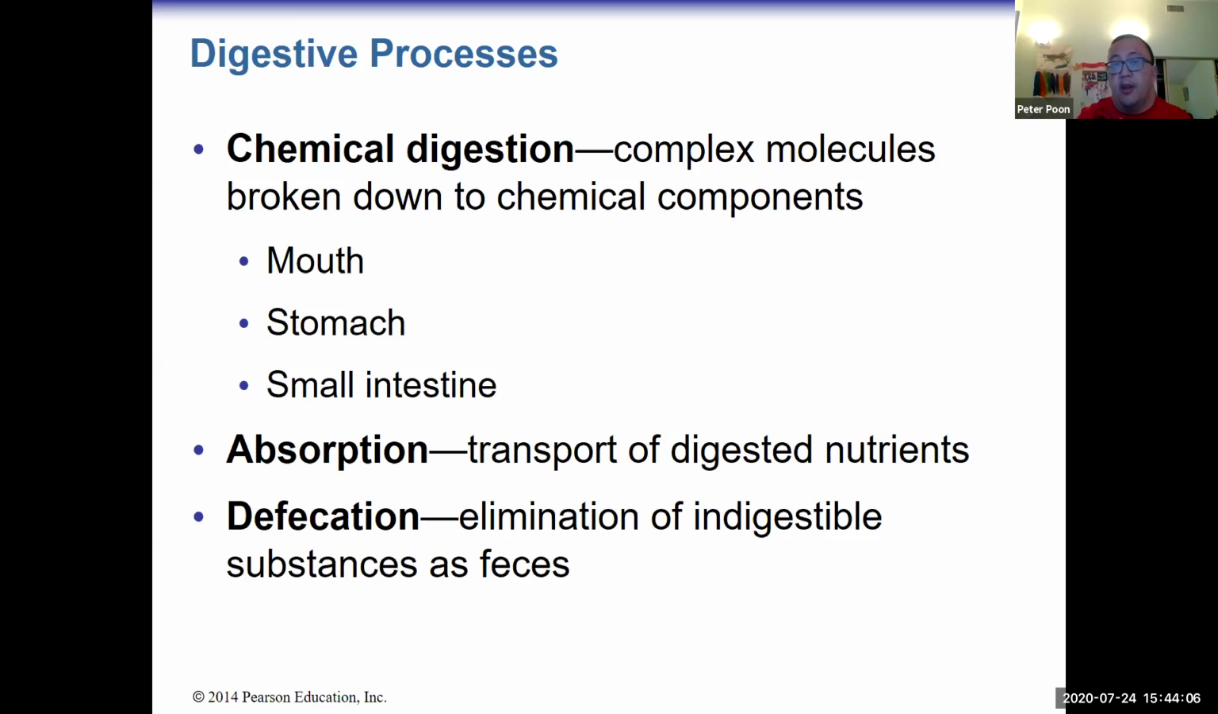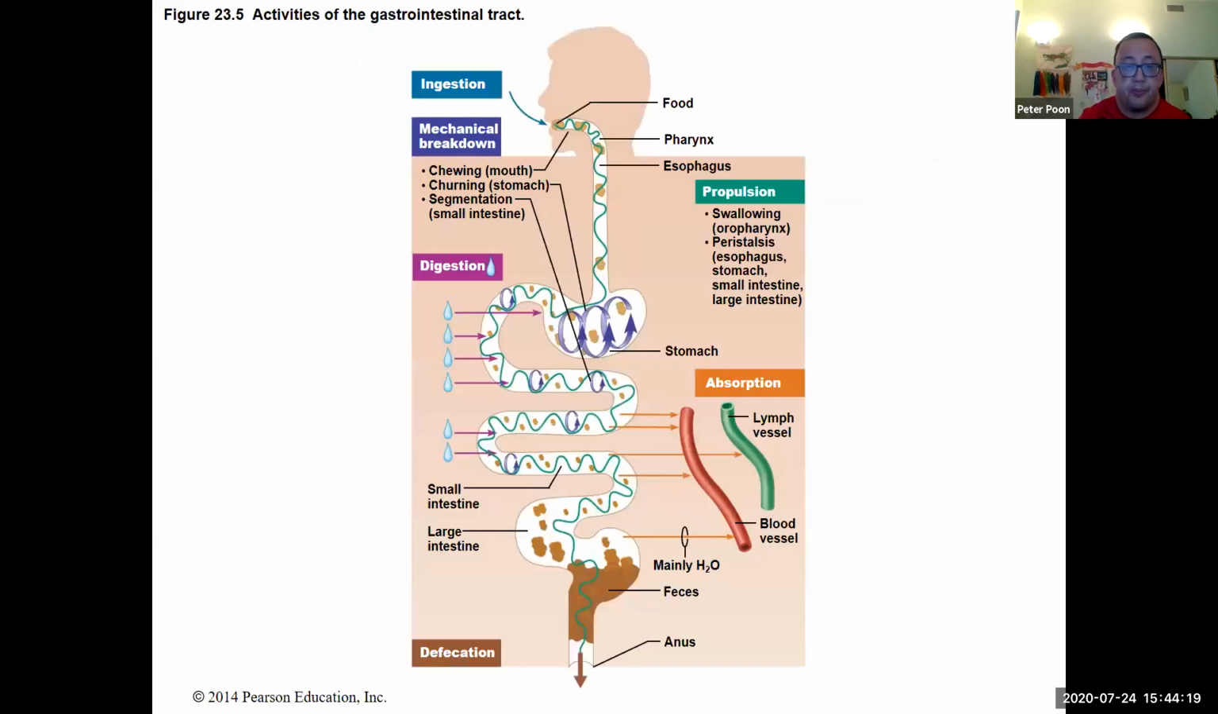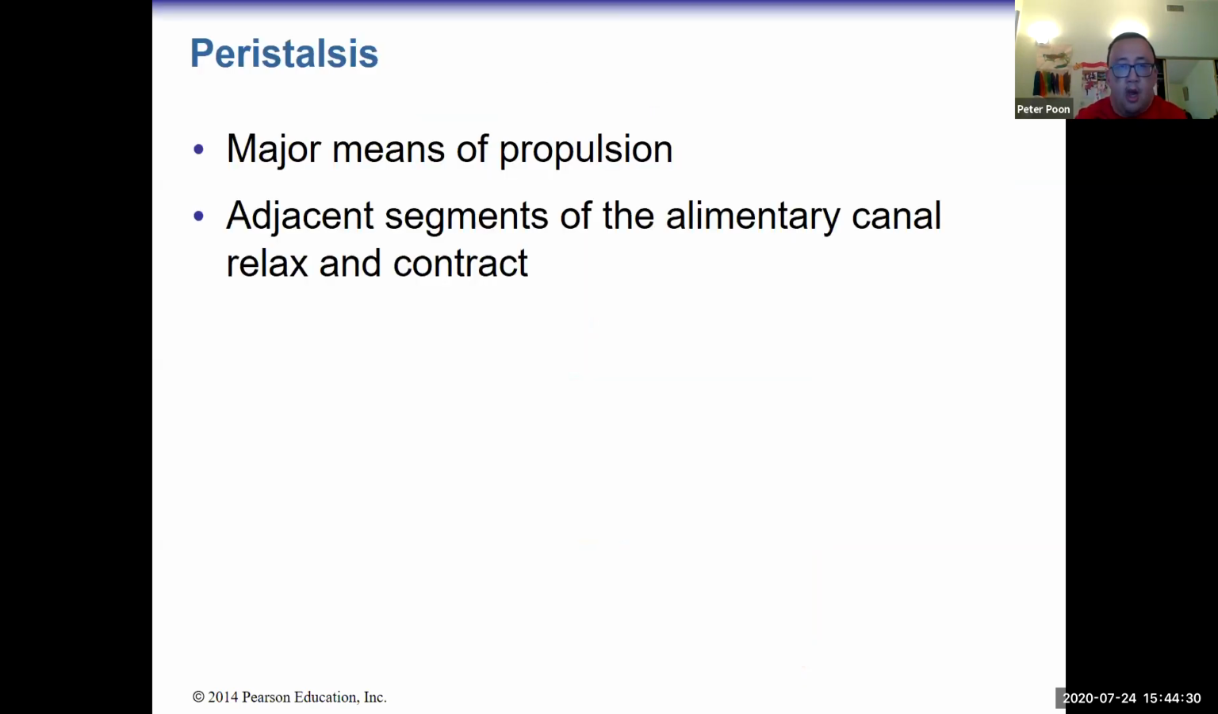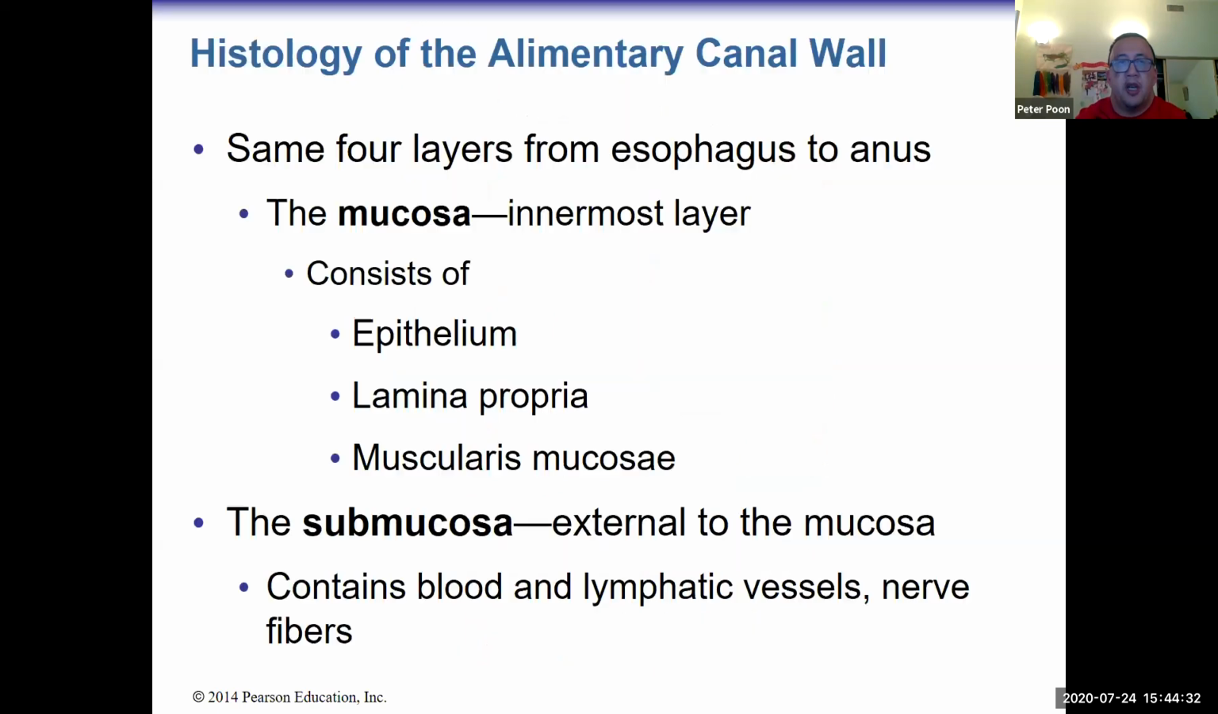Then you go to absorption of the nutrients in the small intestine and a little bit in the large intestine, and then finally, whatever we don't absorb, we defecate. So there you go. Make sure you know the parts of this slide as well. We already went over these.